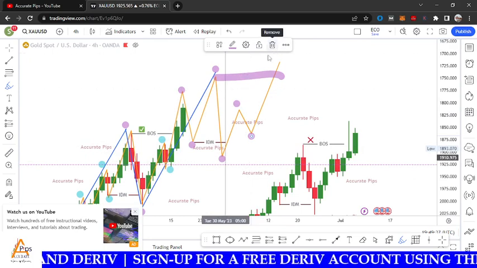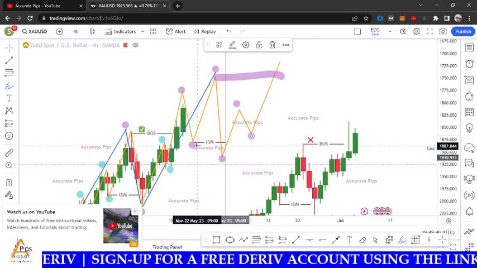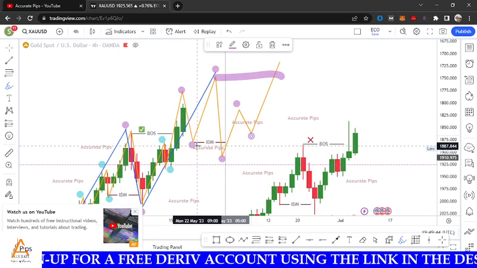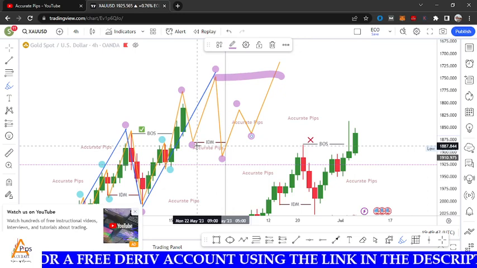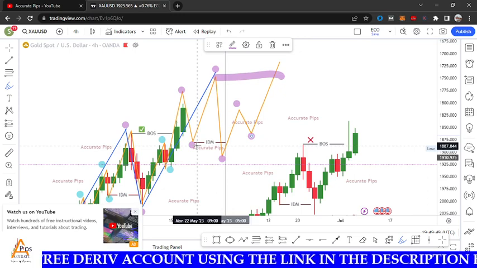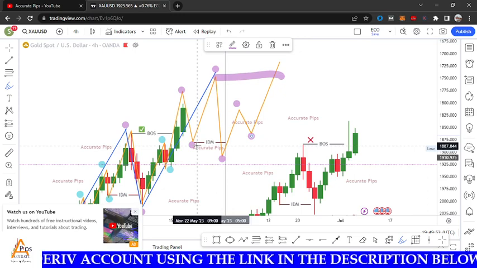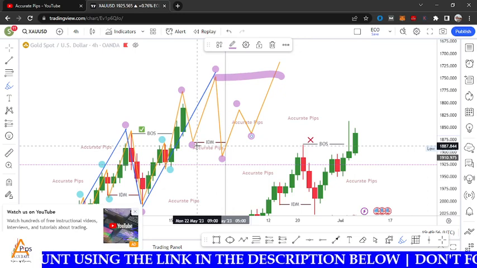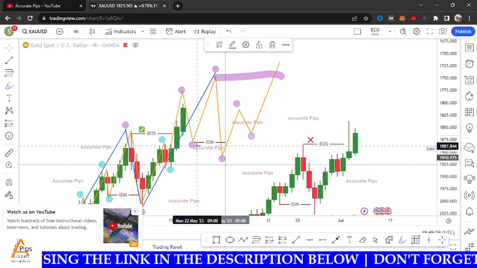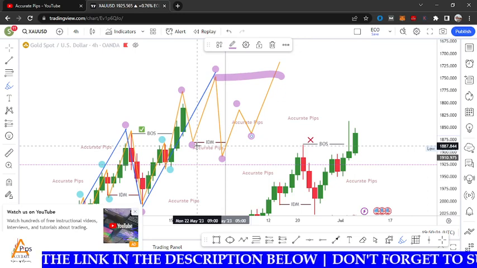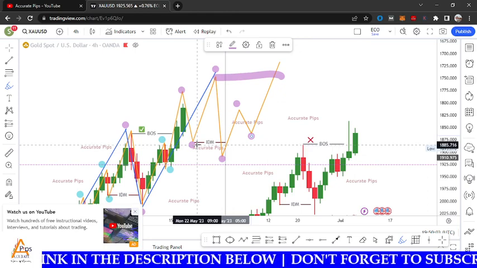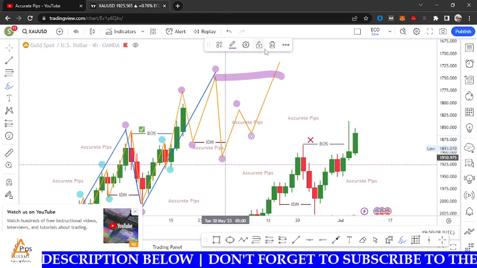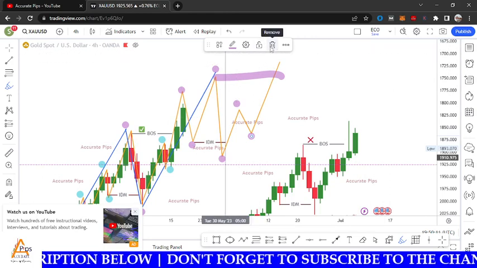So this is how we determine a structural high or low, a market structural high or low. This is how you determine the actual valid pullbacks and corrections in the market. All right. Okay. Now let's go to the next example.